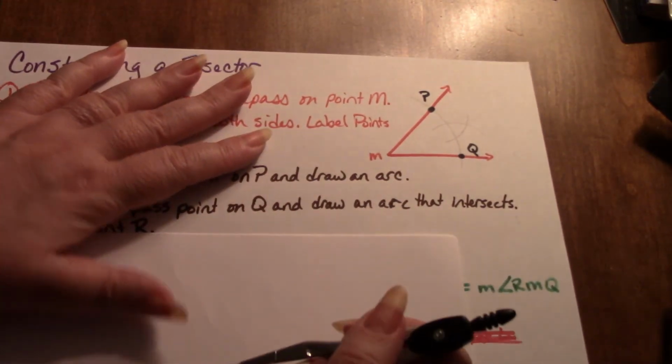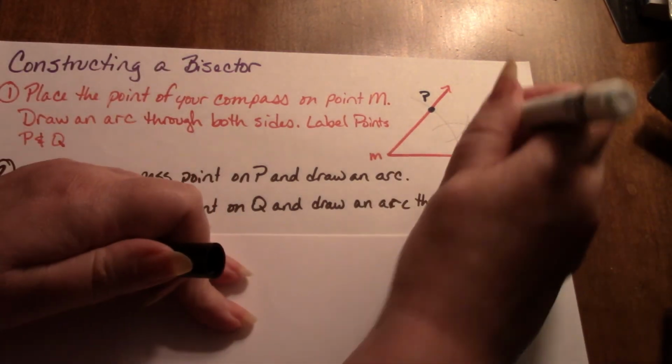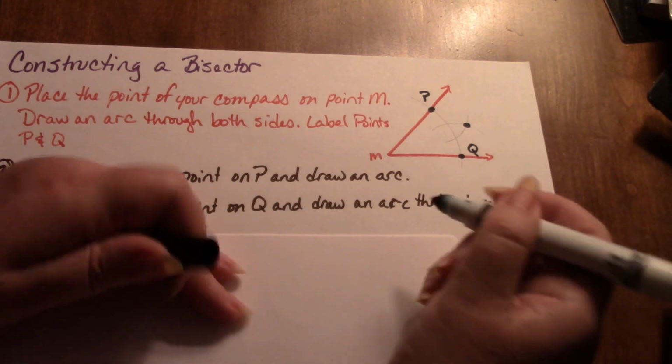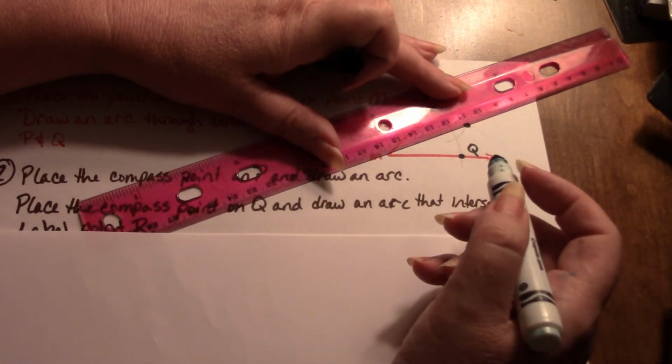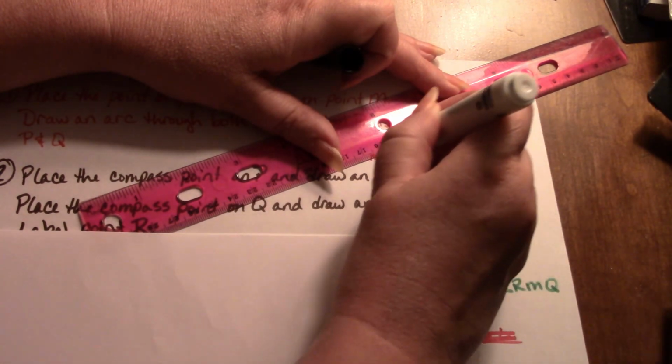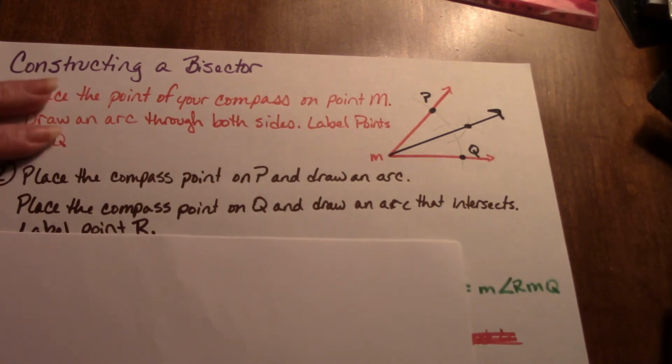And do you see how that made an X? I want to identify that point because that point is right in the middle. And when I connect that point with M, I have created an angle bisector.